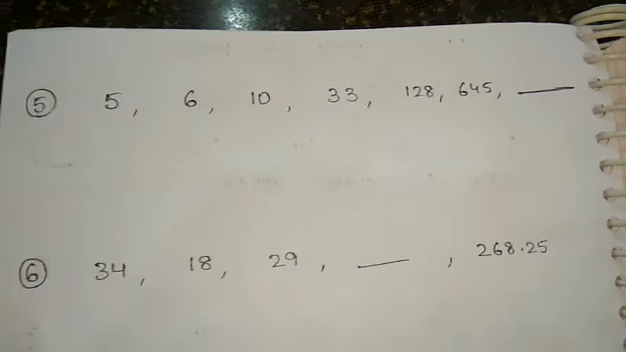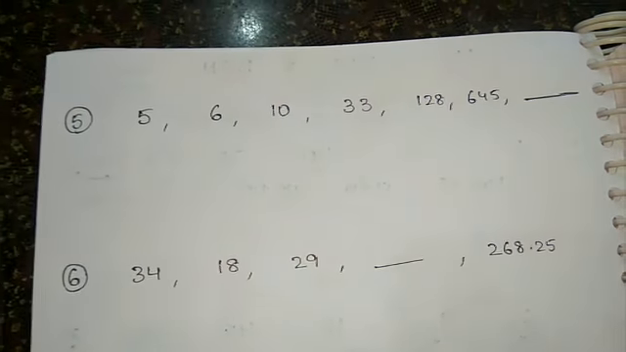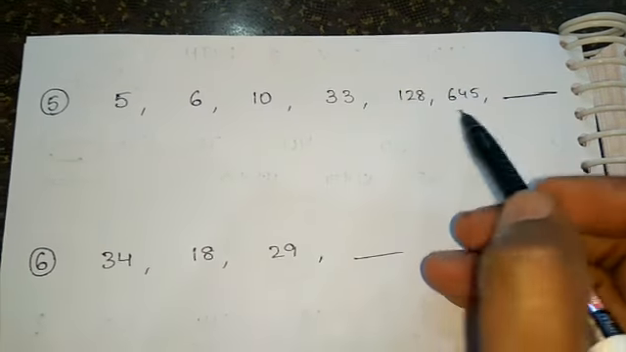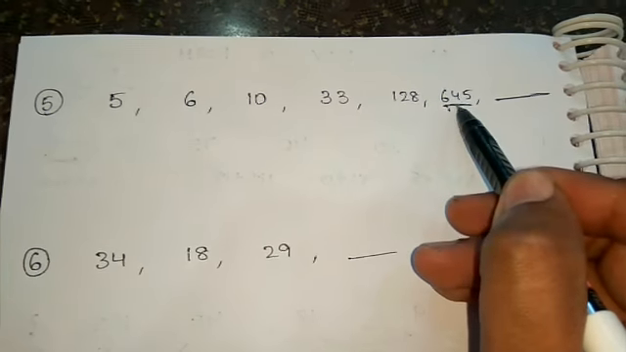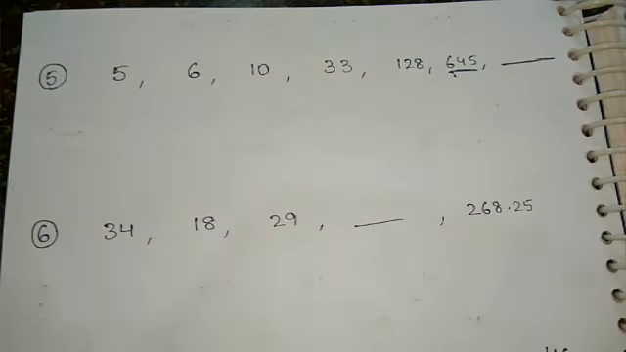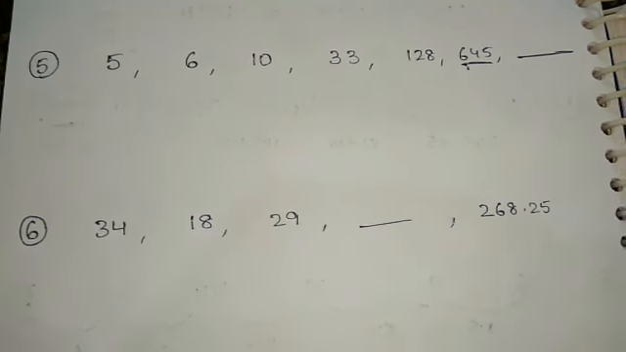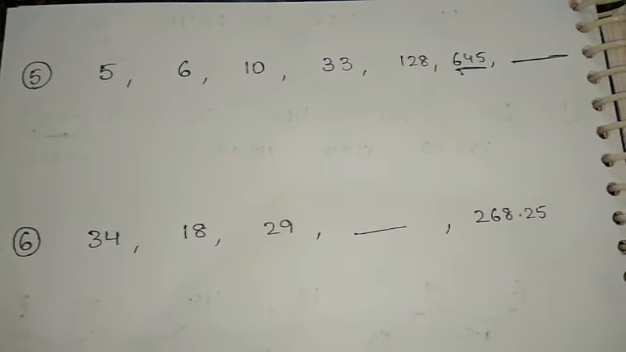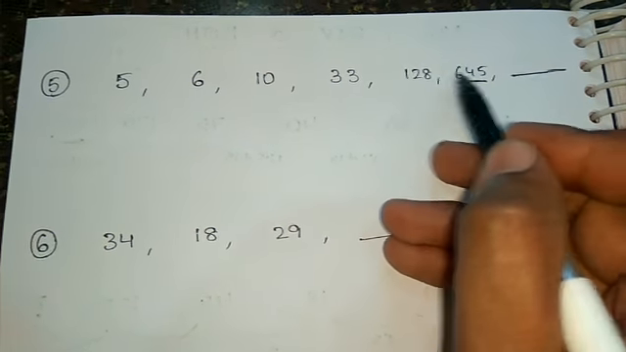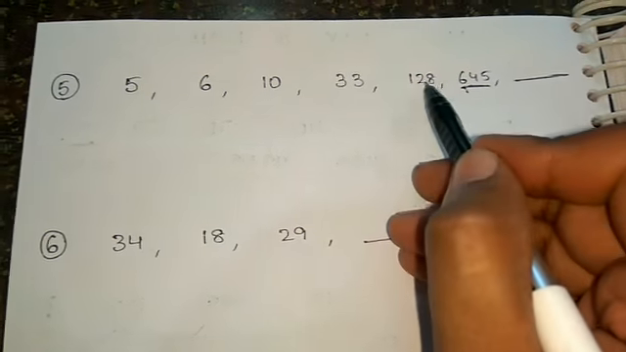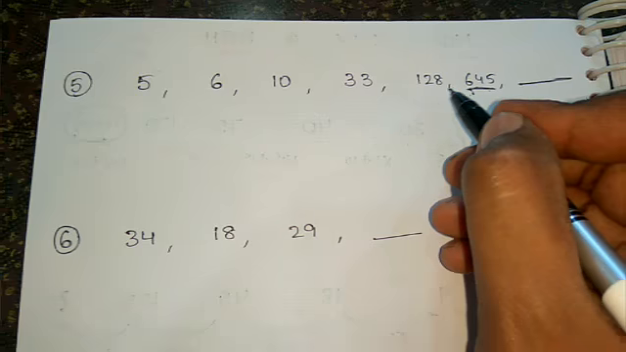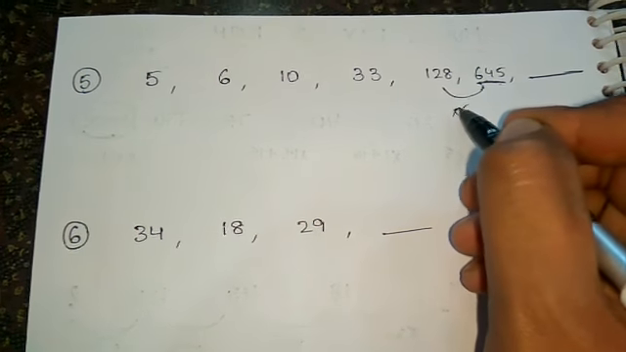Okay. 5, 6, 10, 33, 128, 645. So see here, I said to you before itself, if the last term is very much higher than the before term, there is a possibility that multiplication is going on there. So see here, 128. It may be how many times? It may be 5 times nearly, right? 120 into 5 is 600. So it is very near. So we can check. We can do into 5 here.